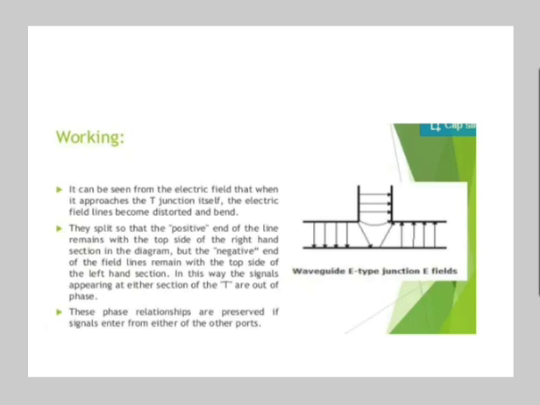When the dominant mode, that is TE10, is made to propagate through port 3, the output ports 1 and 2 will have the same amplitude but be phase shifted by 180 degrees with respect to each other. This 180-degree phase shift between port 1 and port 2 occurs due to the change in electric field line direction. The E-plane T is symmetrical about the central arm.